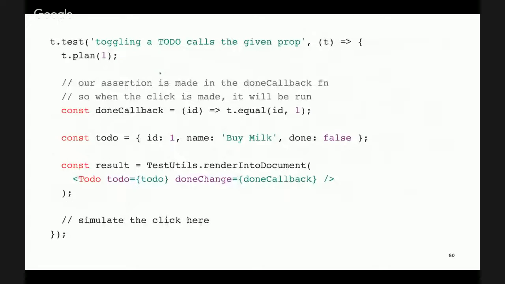So this is the most of the test. What we're testing here is when I click the to-do, the done callback property is called with the right ID. So I'll create my callback, which will take the ID and make the assertion that the ID is set to 1. I'll create my to-do, which will have an ID of 1, and it will be the buy milk to-do. I'll call renderIntoDocument and pass in the to-do and pass in the done change prop, which is the one I want to make assertions on.